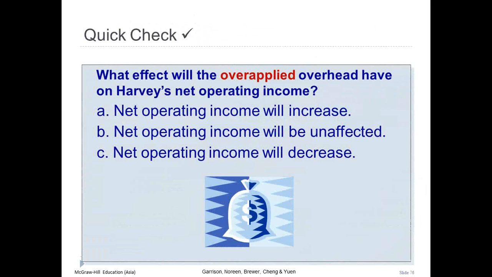So, what effect will the over-applied overhead have on Harvey's net operating income? The net operating income will increase.